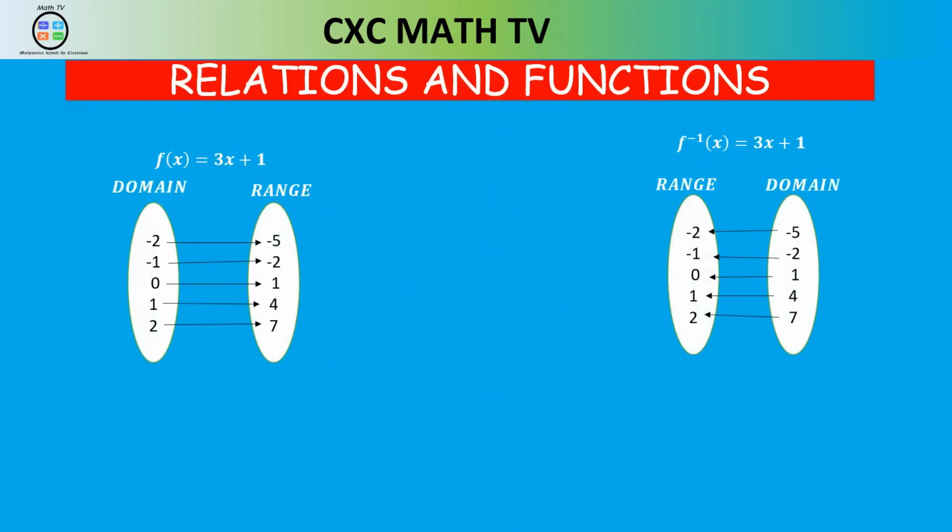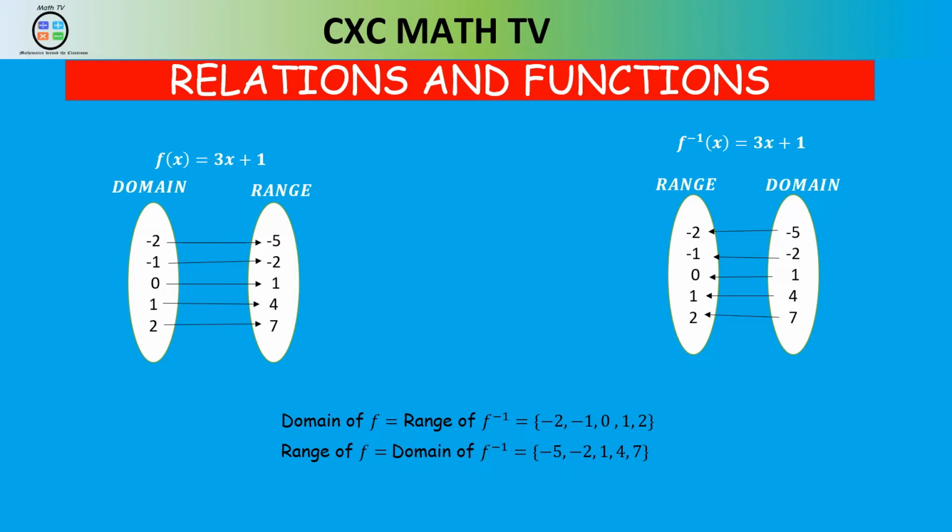Now remember the mapping diagram? You could construct the mapping diagram for f of x and f inverse of x as displayed on the screen right here. Now notice for f of x, we were using the domain between negative 2 and 2 for x. When x is negative 2, the y value is negative 5. When x is 1, the y value is negative 2, and so on.